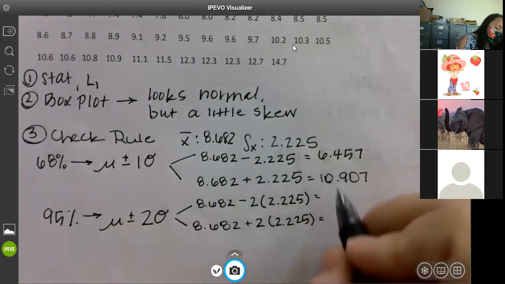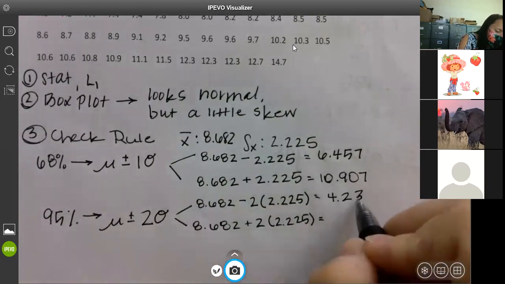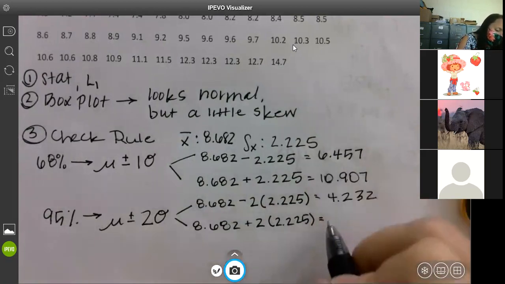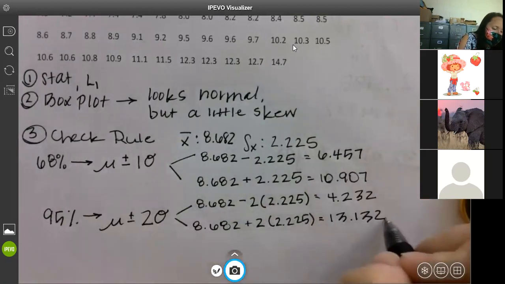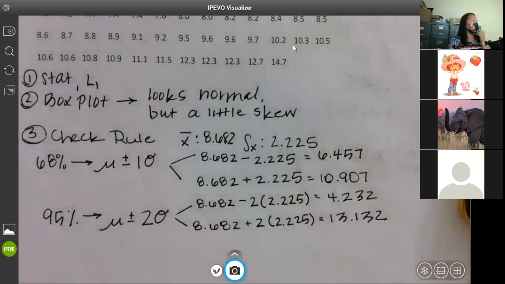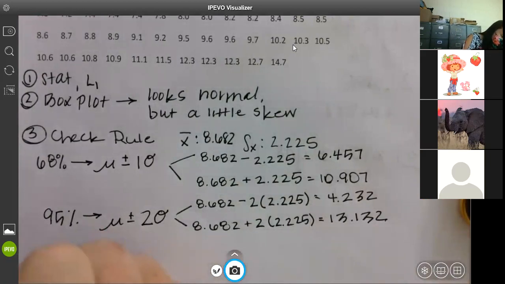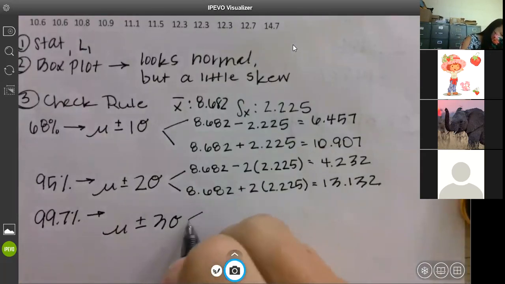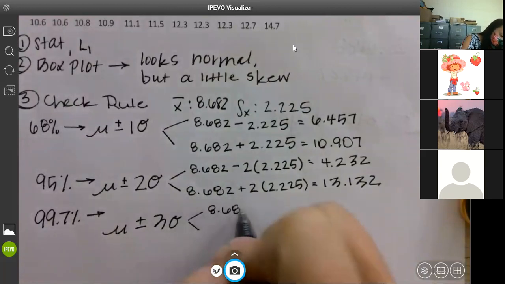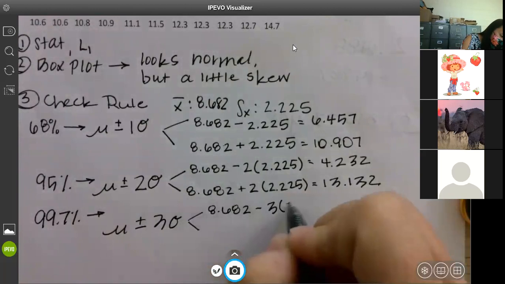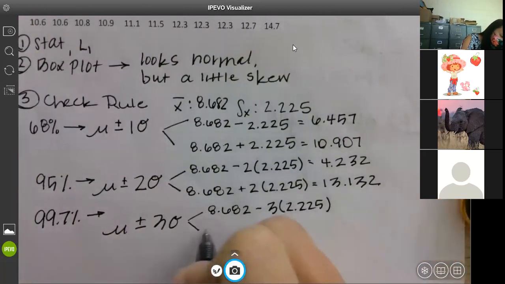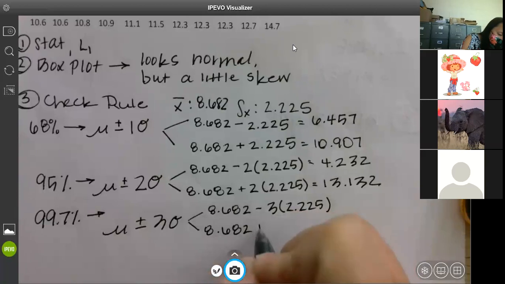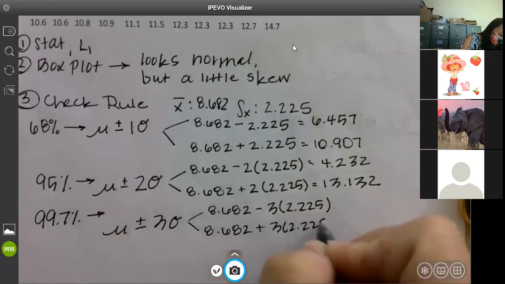The low value is 4.232, and the high value is 13.132. Does everybody understand where those numbers are coming from? Everybody okay? And then 99.7 is the mean plus or minus 3 standard deviations. 8.682 minus 3 times 2.225, and 8.682 plus 3 times 2.225.